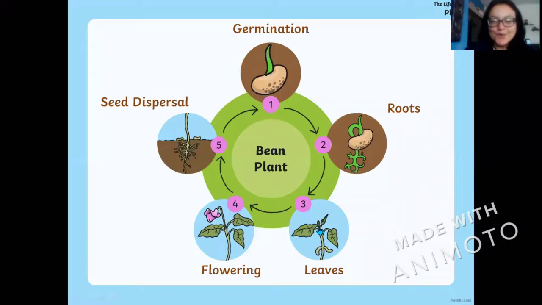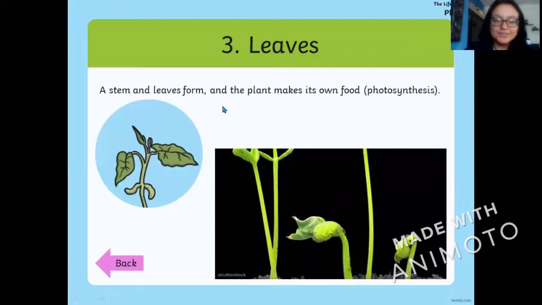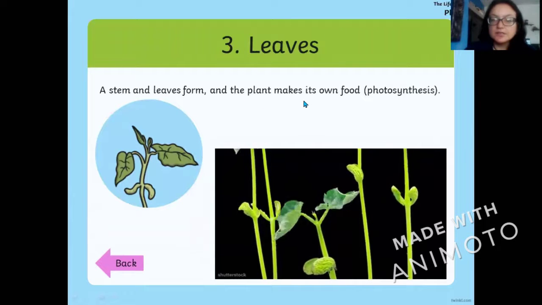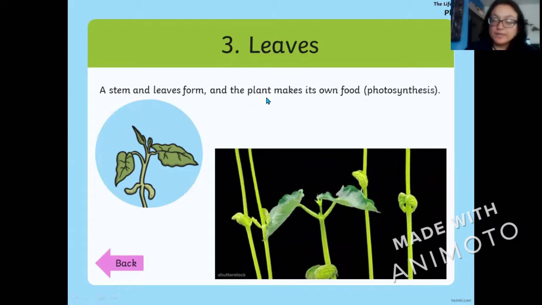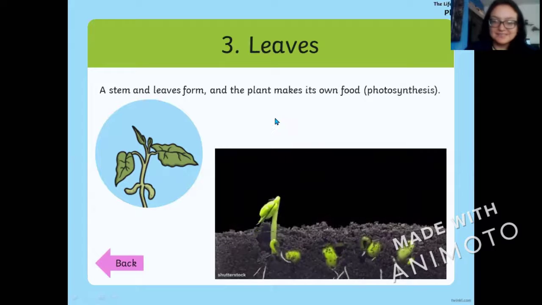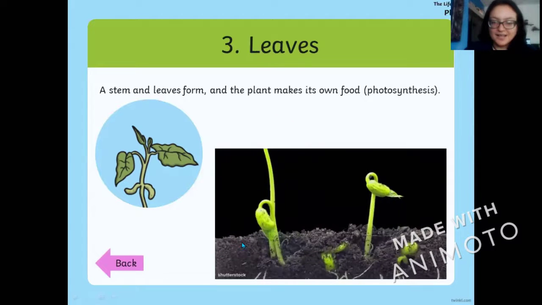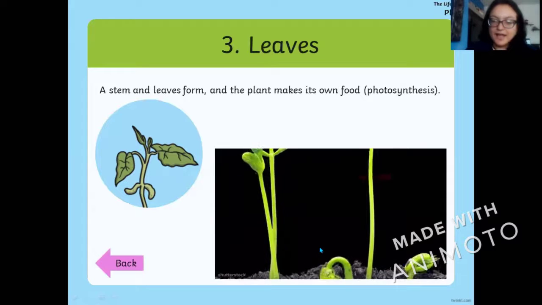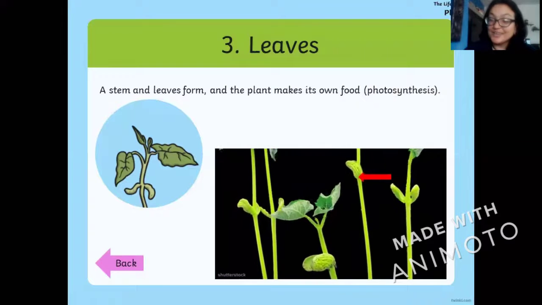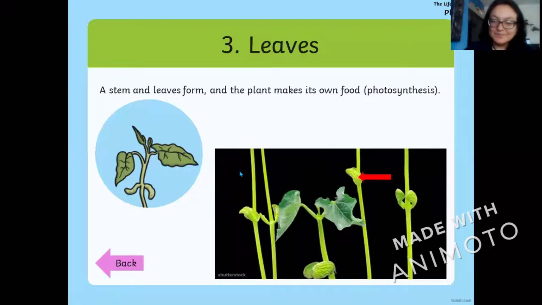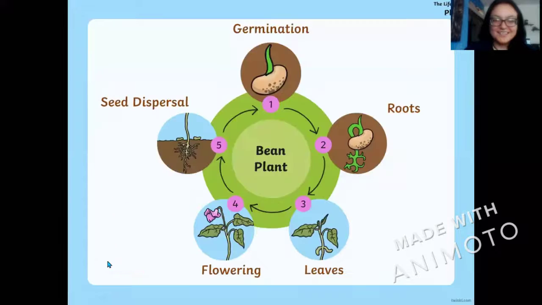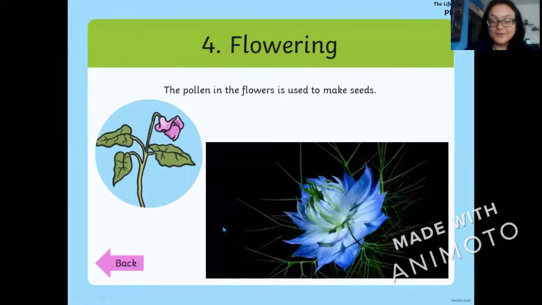So now we continue with leaves. So in here, a stem and leaves form, and the plant makes its own food, and this process is called photosynthesis. So observe here how they're growing up, and then how the leaves are formed. Yes, they're great, right? How they're growing up, and look at that. Wow.